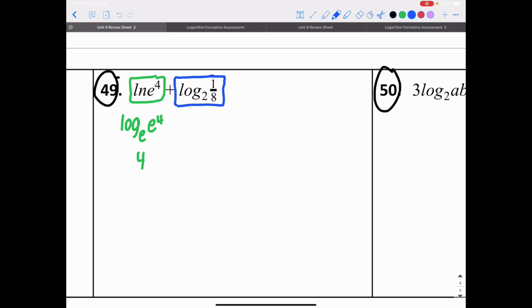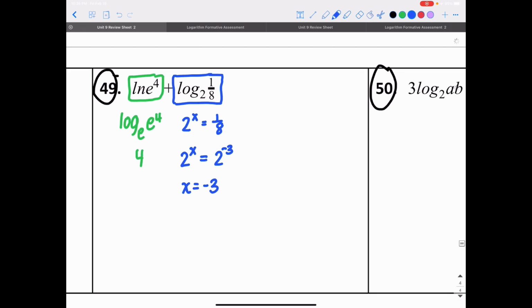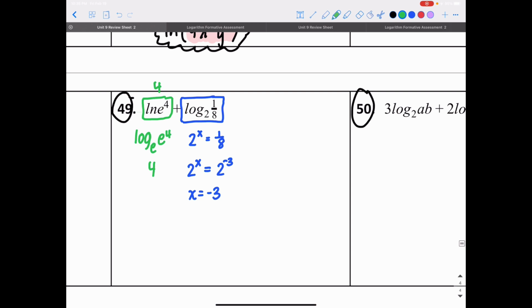And then I'm going to do log base 2 of 1 over 8. I'm asking what do I have to raise 2 to get 1 over 8? I could do 2 to the x power gives me 1 over 8 and solve for what x is. These two sides share a base in common. That base is 2. The left-hand side just stays 2 to the x power. The right-hand side, I know that's 2 to the negative third power to get 1 over 8. So if these two sides are equal, then x has to be negative 3. So this is 4. This is negative 3. I'm adding them, so I'm going to end up with 1 when I do that. The answer is 1.